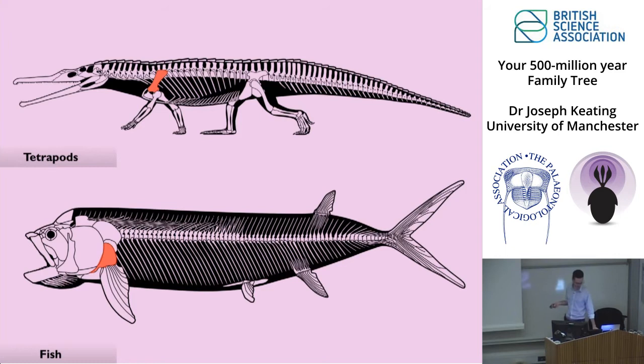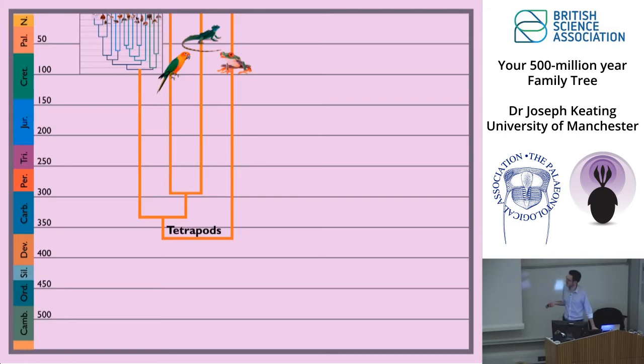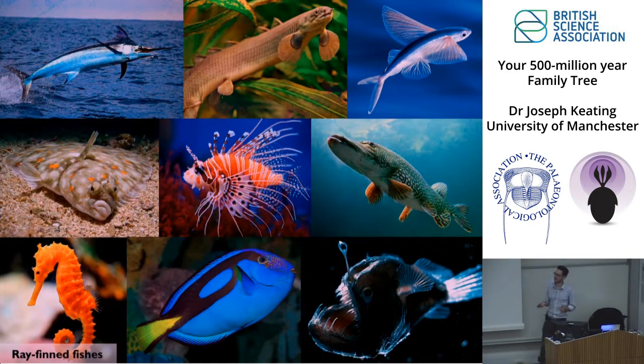So we can travel deeper into our past and meet our first fish relative. So these are the ray-finned fishes. And ray-finned fishes are an incredibly diverse group of organisms. In fact, on a species level, they account for more than half of vertebrate diversity. Everything from a marlin, pikes, flying fishes, seahorses, and these ugly angler fishes. So there's absolutely thousands of ray-finned fishes.